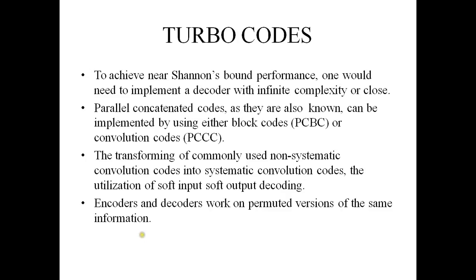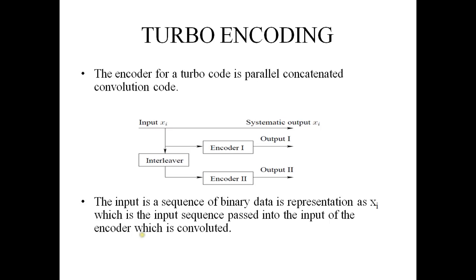The turbo encoder is shown as this. The property of parallel concatenation is exploited, which is shown in this figure. The input is a sequence of binary data which is represented as X suffix I, which is the input sequence passed into the input of the encoder, which is convoluted. Then the data sequence is interleaved. And then it is sent into the matrix, which is loaded with the bits, and then it is spread out into the matrix. There are two encoders which take the two values coming out of the interleaver.